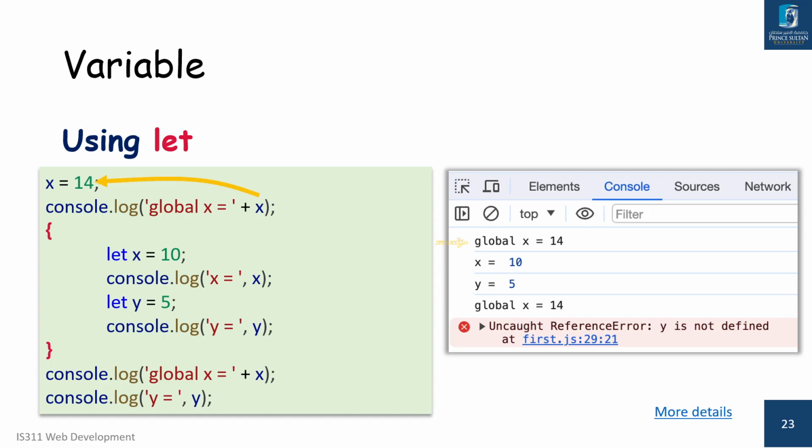Is it clear? So here again, it is trying to use this one. Then here again, it is trying to use the global one. And then when we try to use a local variable outside the block, it says that I cannot access it. The y is not defined. Clear? Any questions so far? Nope.